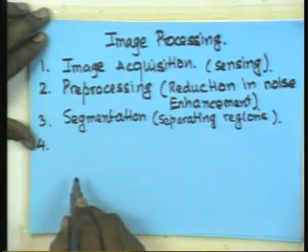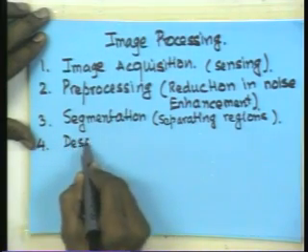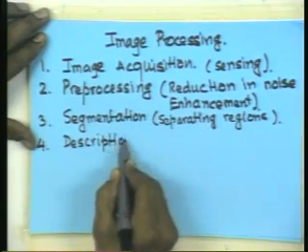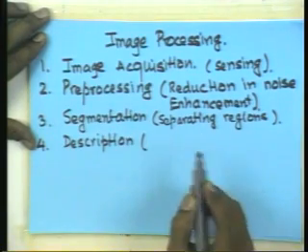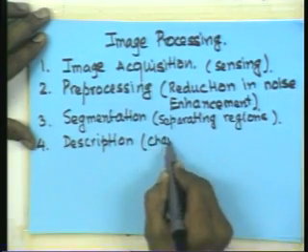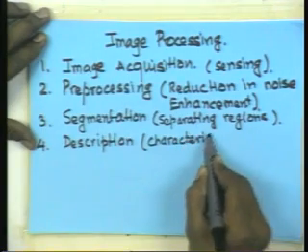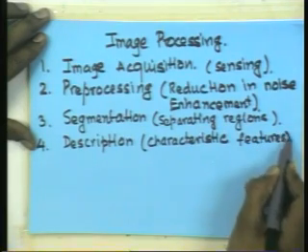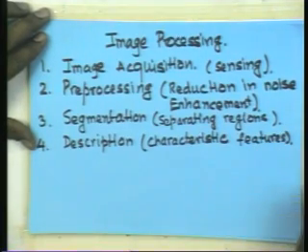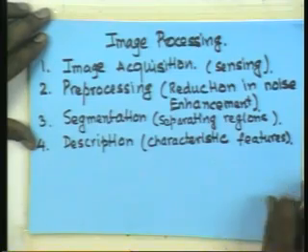Then we come to the next step, which is description. That is, for each of the segments or the sub areas or sub images that we have, what are the characteristic features that we need to look at so that we can distinguish different regions. We will describe a particular region by some properties. The property could be shape, could be size, could be general gray level or brightness or color, and so on and so forth. Then we come to the next step, which is recognition.